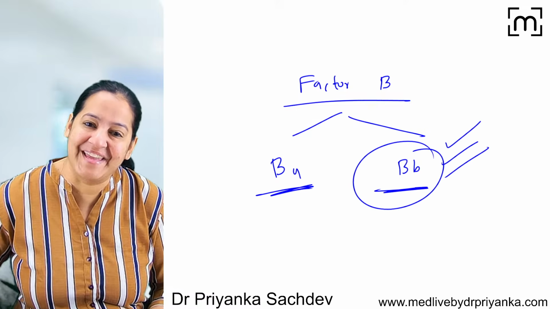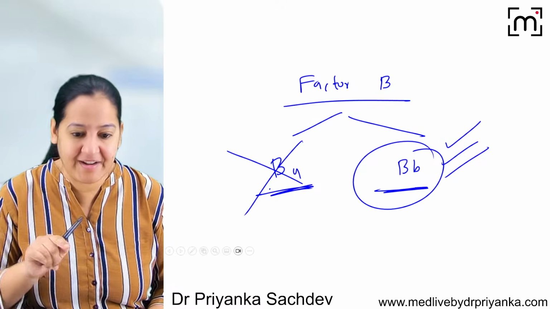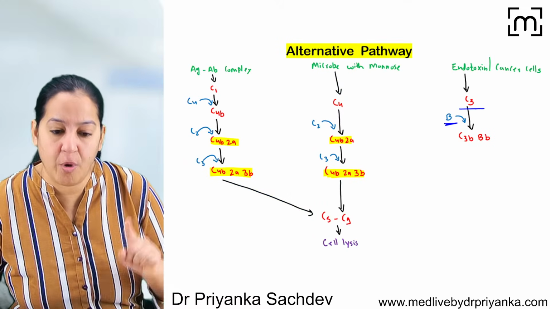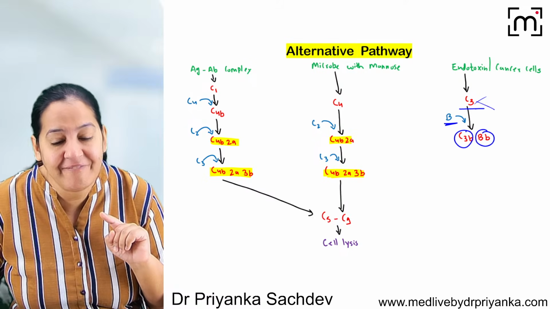I am interested in BB. BA will be released in the plasma. It will not continue the cascade. BB will continue. C3 will also split into two components, C3A and C3B. So I'm interested in C3B. C3B and BB will bind together.